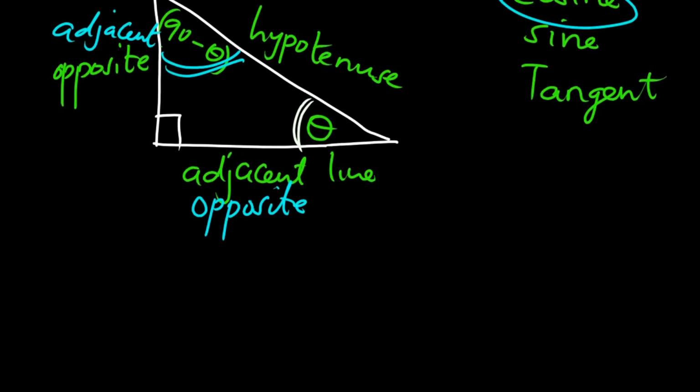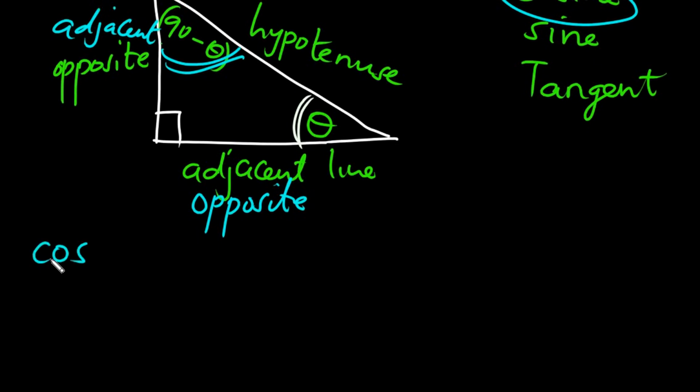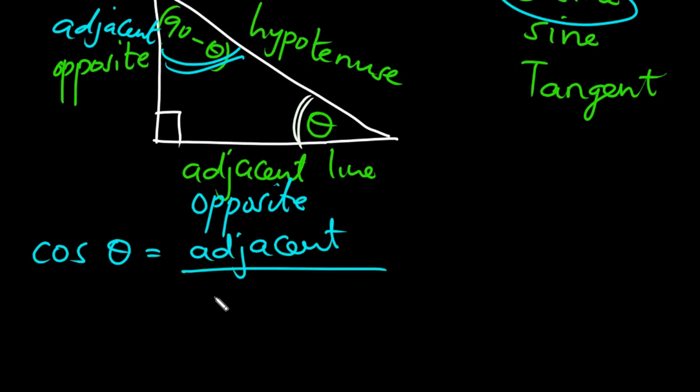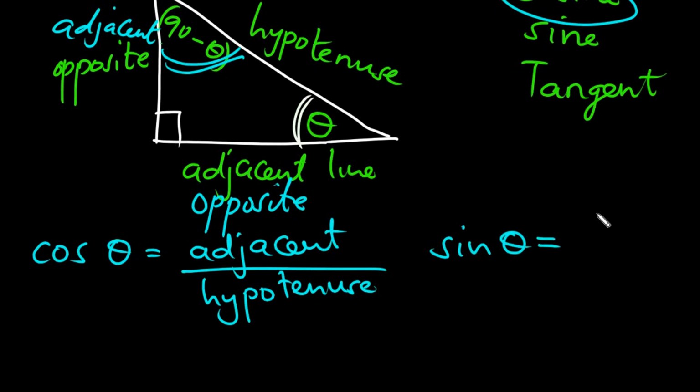Now, the cosine of an angle, abbreviated as cos, the cosine of any angle, let's say theta, is equal to the adjacent line of that angle divided by the hypotenuse. Okay? And then the sine, which is abbreviated as sin, of an angle, let's say theta, is equal to the opposite line divided by the hypotenuse.